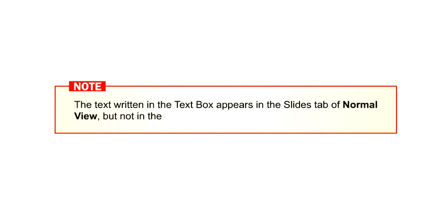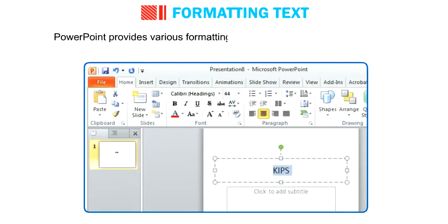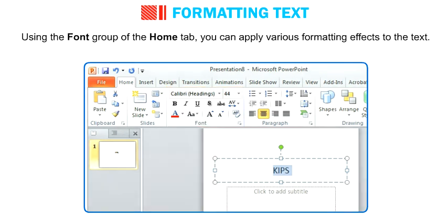Students, know that the text written in the text box appears in the Slides tab of normal view but not in the Outline tab. Let us understand how to format text in a slide. PowerPoint provides various formatting features to modify the text of a slide. Using the Font group of the Home tab, you can apply various formatting effects to the text.